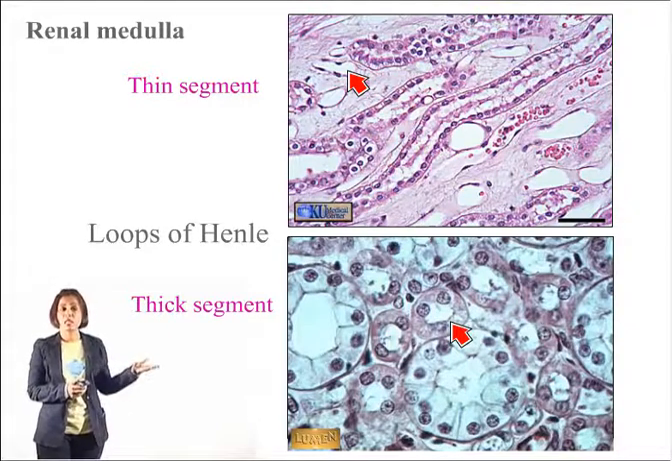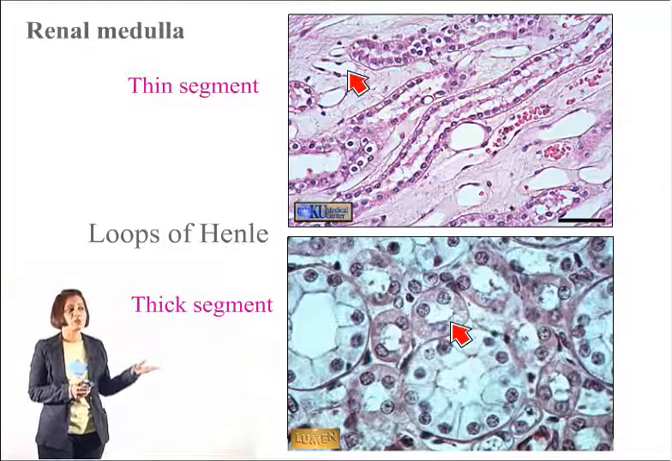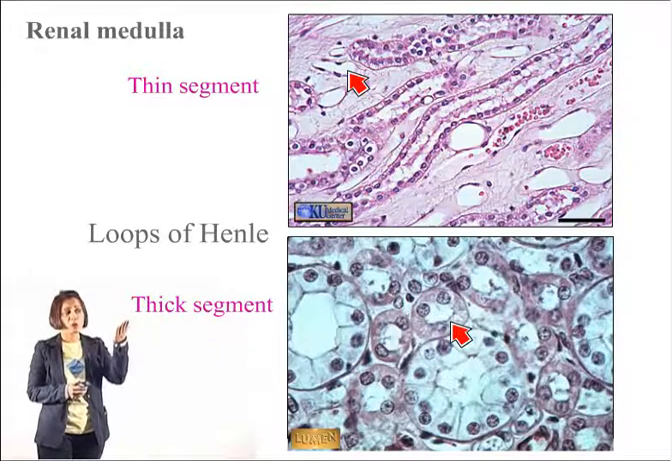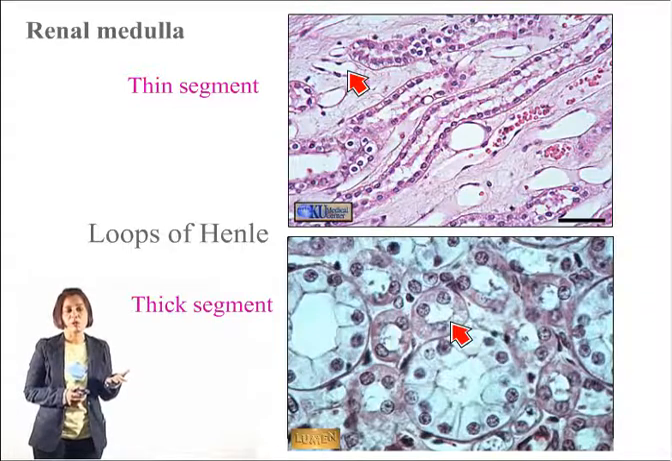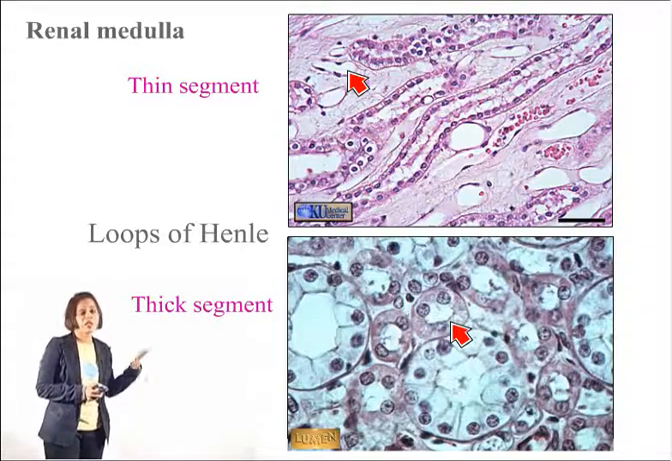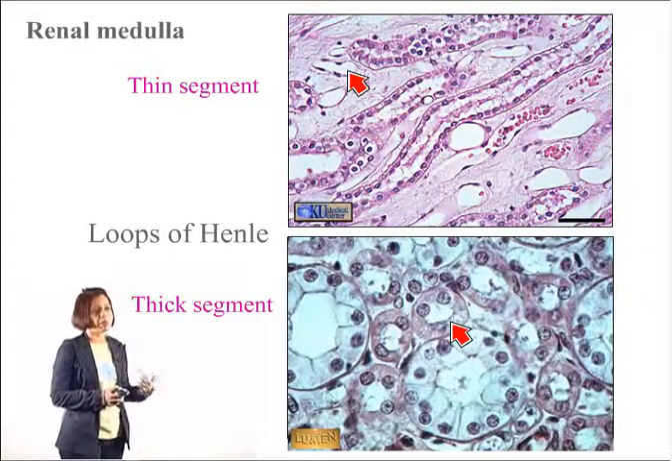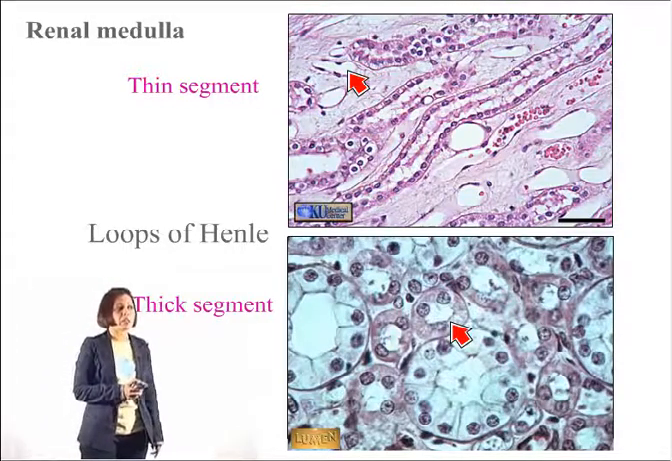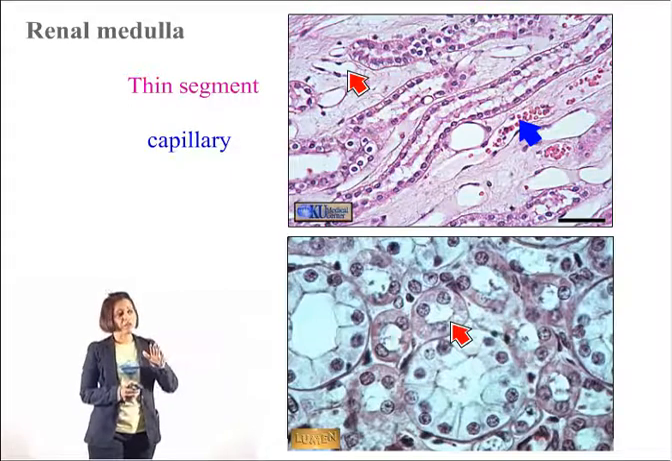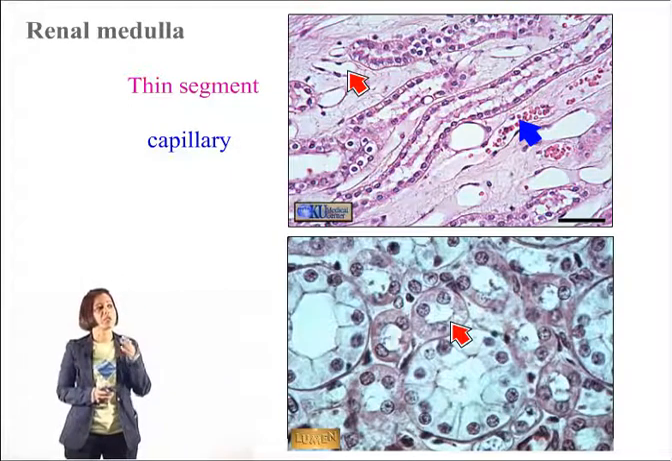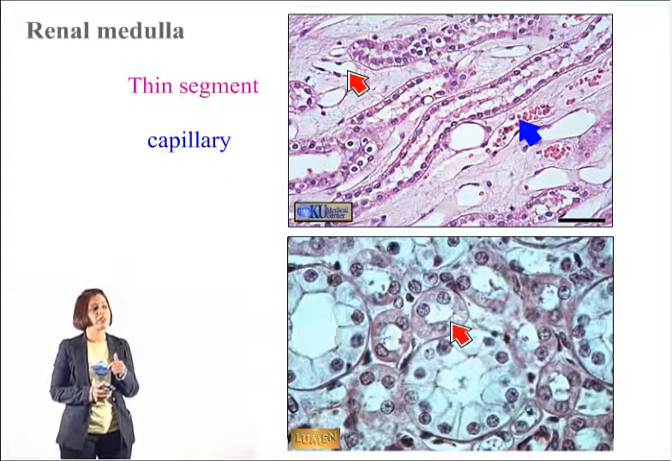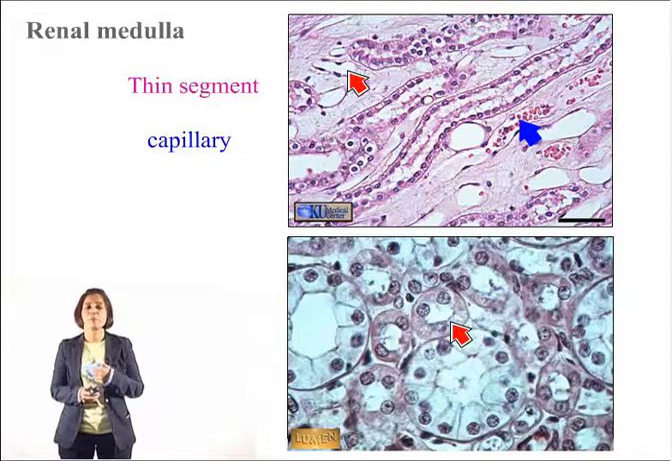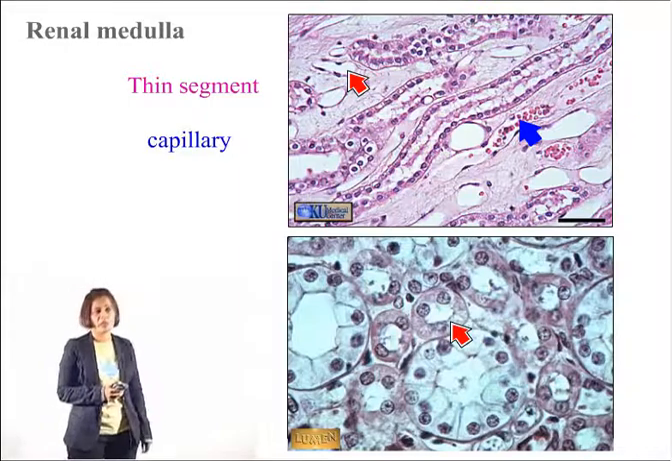You could mistake it for the distal convoluted tubule, but you notice that in both these images you do not see any glomeruli, you don't see any proximal convoluted tubule, so you would identify this as the renal medulla. You will also see a lot of capillaries, and the difference you can see in the top image between a capillary and the thin segment is that the capillary is full of blood cells. So, don't mistake a capillary for a thin segment of the loop of Henle.